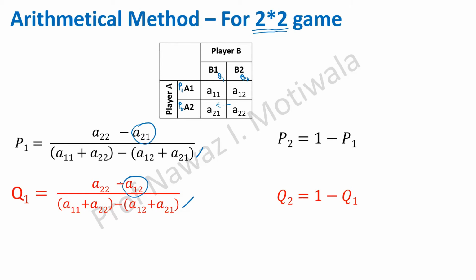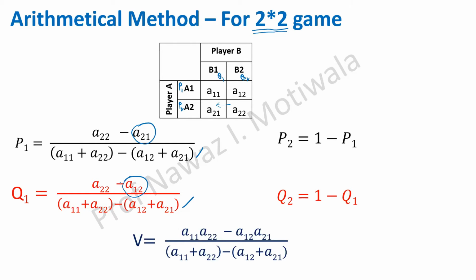Now what is remaining here? Can you tell me what is remaining to be found out? Value of game. Yes, value of the game. The only two things required in game theory are, first, the strategy played, and second, the value of the game. So we have already found out the probability of strategies played, and the last one is how to find out value of game. So here it is value of game.